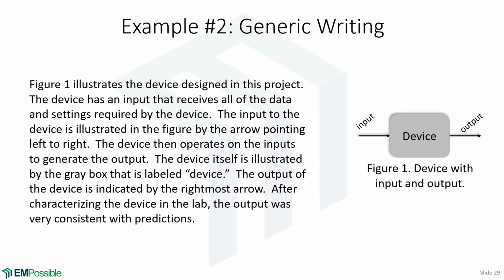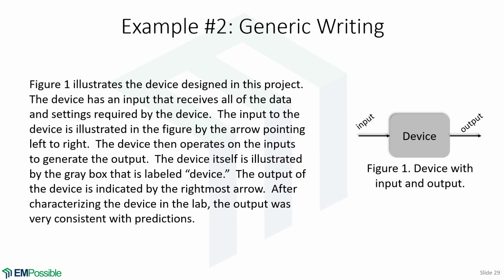Example number 2 is something I call generic writing. If you can write a whole bunch of stuff and read that and come away knowing absolutely nothing, it's way too generic. So here we're talking about a figure. It shows a device with an input and an output. And I'll read this paragraph to you.